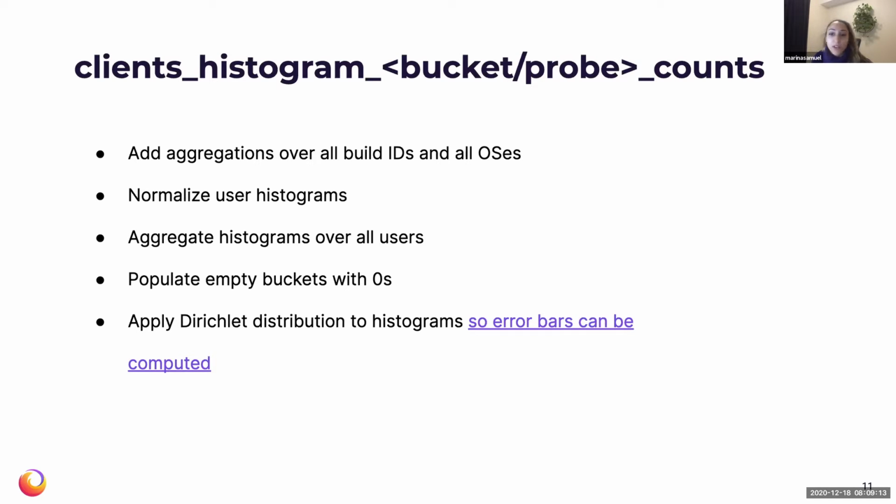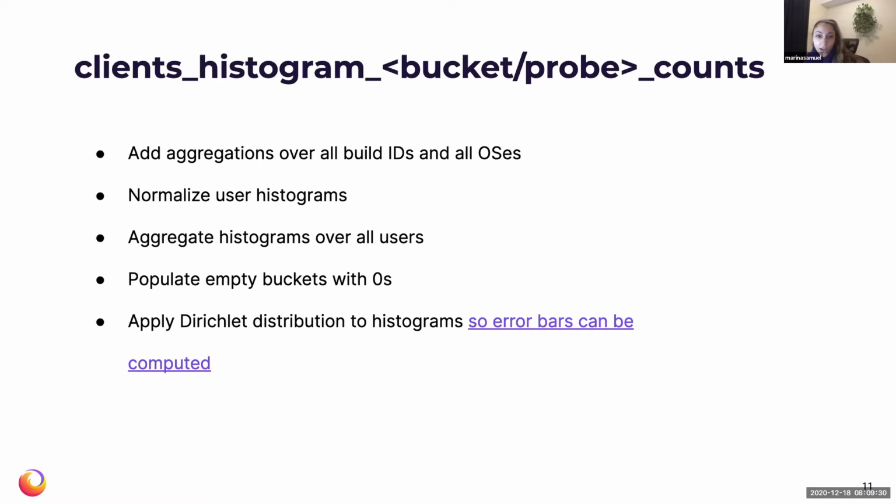This is how a user gets represented only once for all of their submissions. And then once it's normalized, we can drop the client ID and sum the histogram values to get a single histogram over all users for a given set of dimensions.